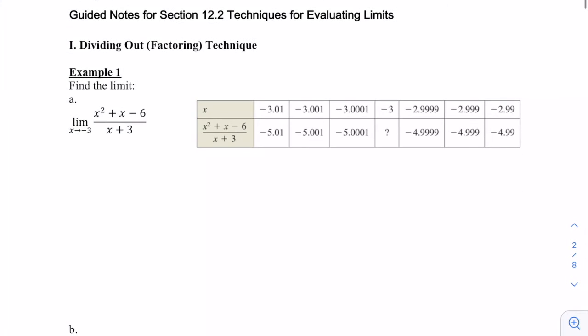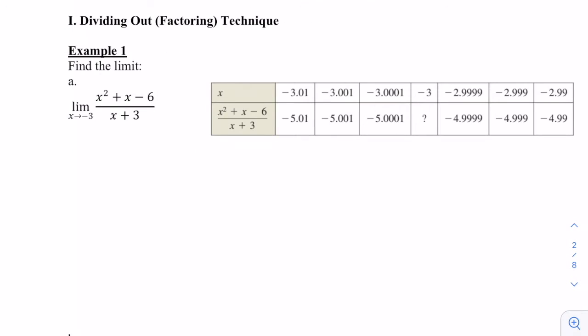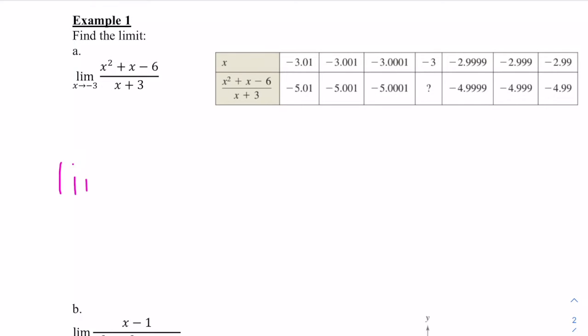Okay, let's go ahead and practice. We would get something in indeterminate form. You could see if we plugged in -3, we would get 0 over 0. So what we could do in this case is factor. So let's rewrite this as the limit as x approaches -3.